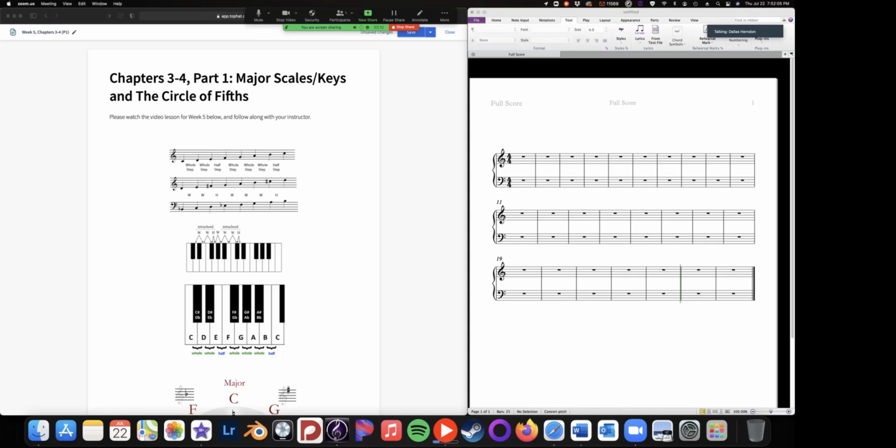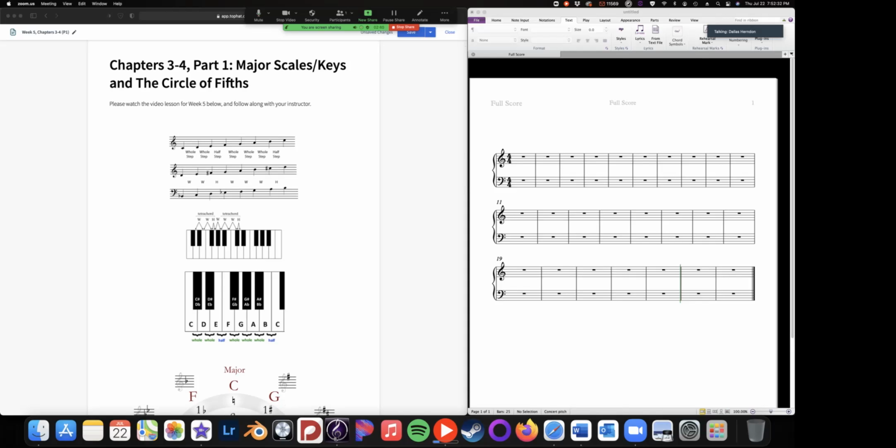Then for the second video, which we'll be looking at next week, we'll be looking at all of the rhythmic topics that are covered in these two chapters. Basically we're doing it this way because I thought it would make a little more sense to group the similar topics together versus going back and forth between them. All right, so let's go ahead and get started.